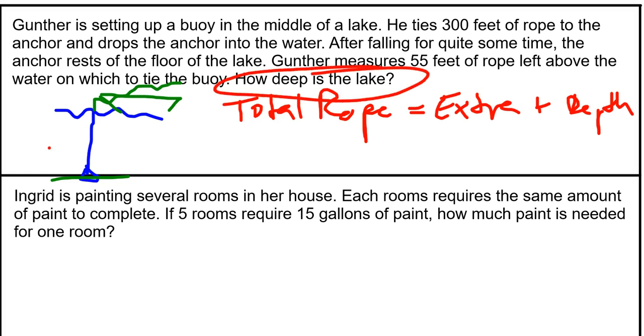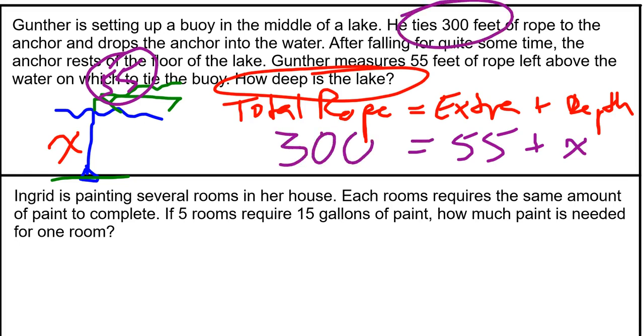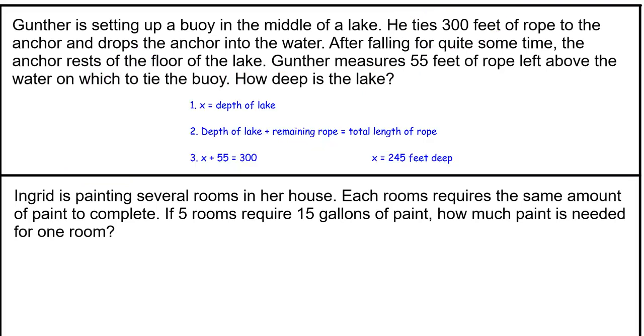So the depth of the lake, which is the unknown, plus the extra rope that we have, which is 55 feet, is going to be equal to the total length of rope, which is 300 feet. Here again, we have a total, we have an overall value, and we're using smaller numbers to create that value, because that's how totals are actually created, not by a series of subtractions, but by saying the length of the rope is going to be however deep the lake is plus the extra. And so that's the problem that we would write here. The depth of the lake plus the remaining rope is equal to the total length of rope, and we find out that the lake is 245 feet deep.